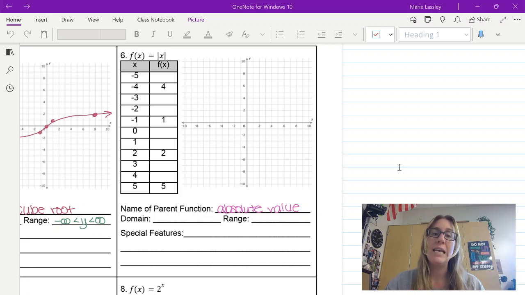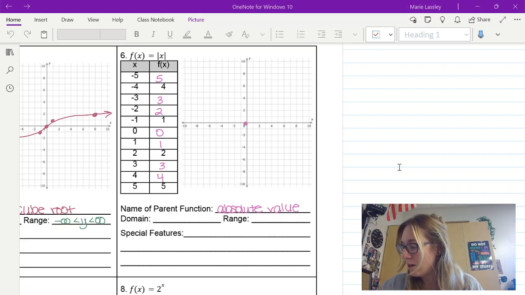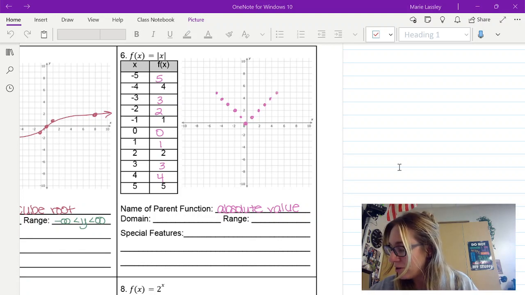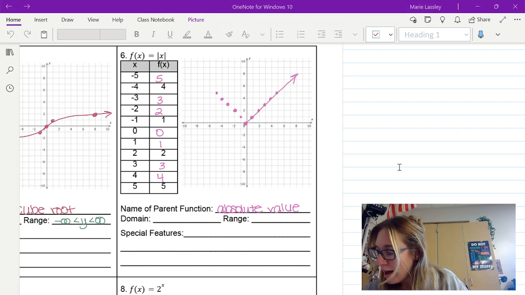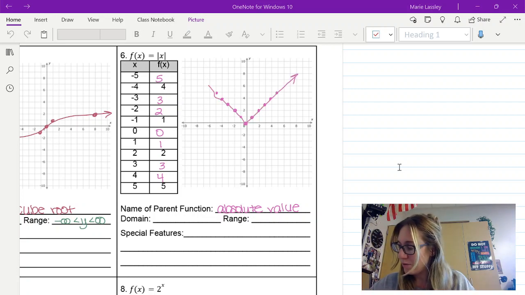So I'm plugging in these numbers. Negative 5 in the absolute value gives us positive 5. Negative 3 gives us positive 3. Negative 2 is positive 2. And then our positive numbers stay positive. It's not flipping the signs, it's always just spitting out a positive number. All right, so this is an absolute value function. And then graphing our points, we have 1, 1, 2, 2, 3, 3, 4, 5, all the way through 5. Then if we just connect our dots, we have this. Oh, that is rough. Let's fix that.